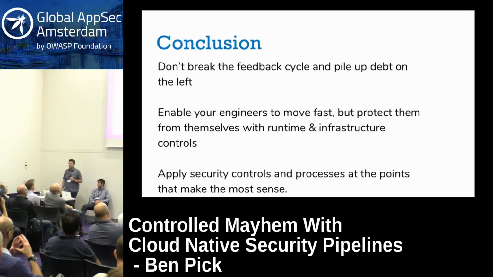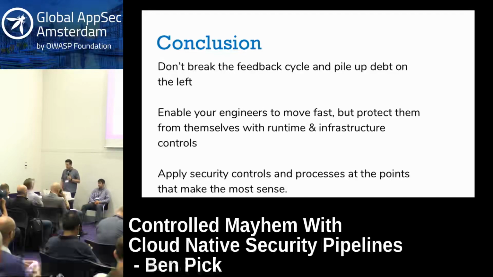So in conclusion there, don't break the feedback cycle and pile up security debt on the left-hand side. There's a lot of stuff we can do at our cluster level, things we can opinionate up front for our developers. A lot of it has to do with how we lay out things like GitOps and how well we obey some of those rules, right? If we are doing the GitOps thing and then we're giving people direct cluster access, we've broken a lot of the advantages, right?